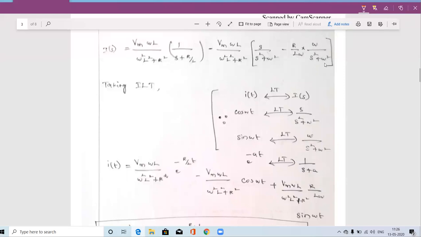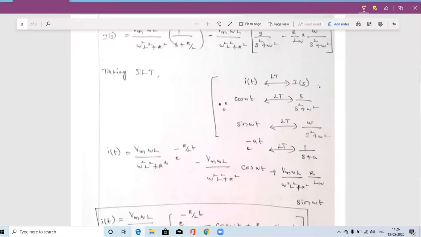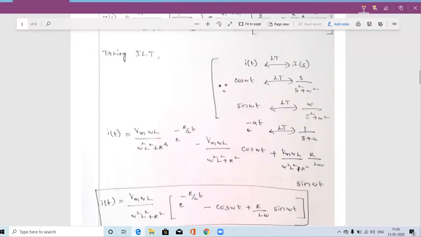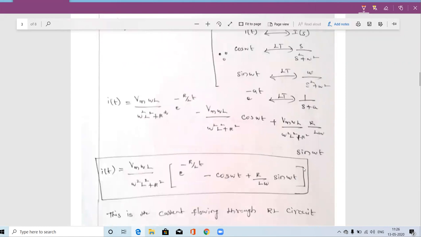Multiply it. What is the inverse Laplace transform of omega by s squared plus omega squared? It is sin omega t. Correct? So we got the answer. Okay, now in this total expression, which one is constant?